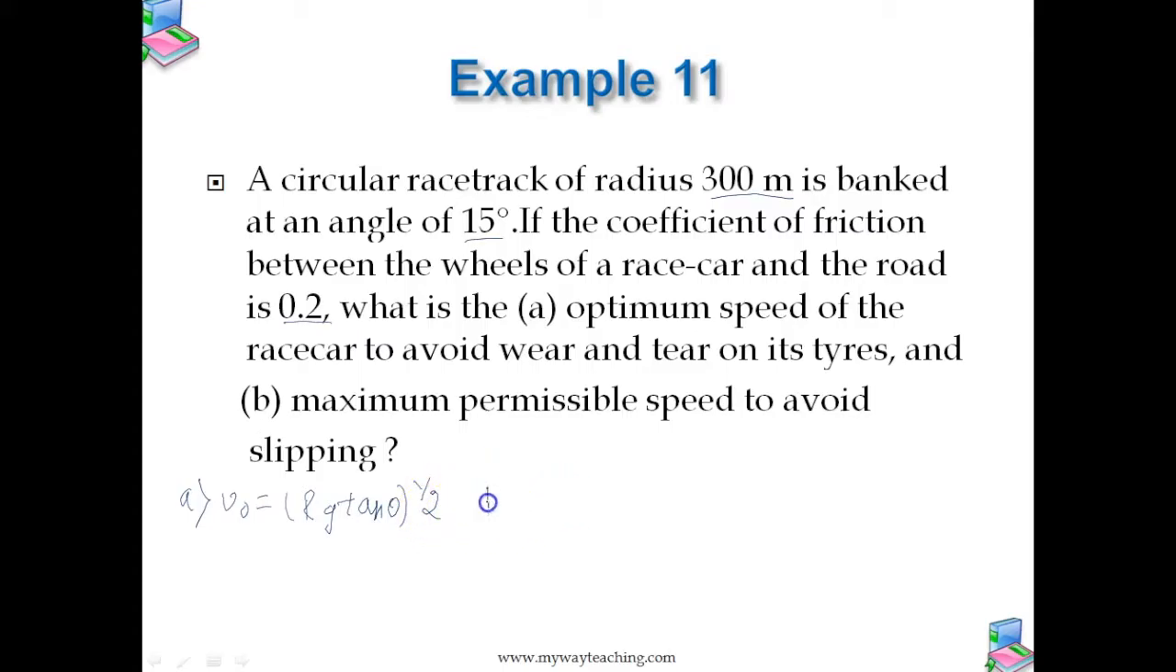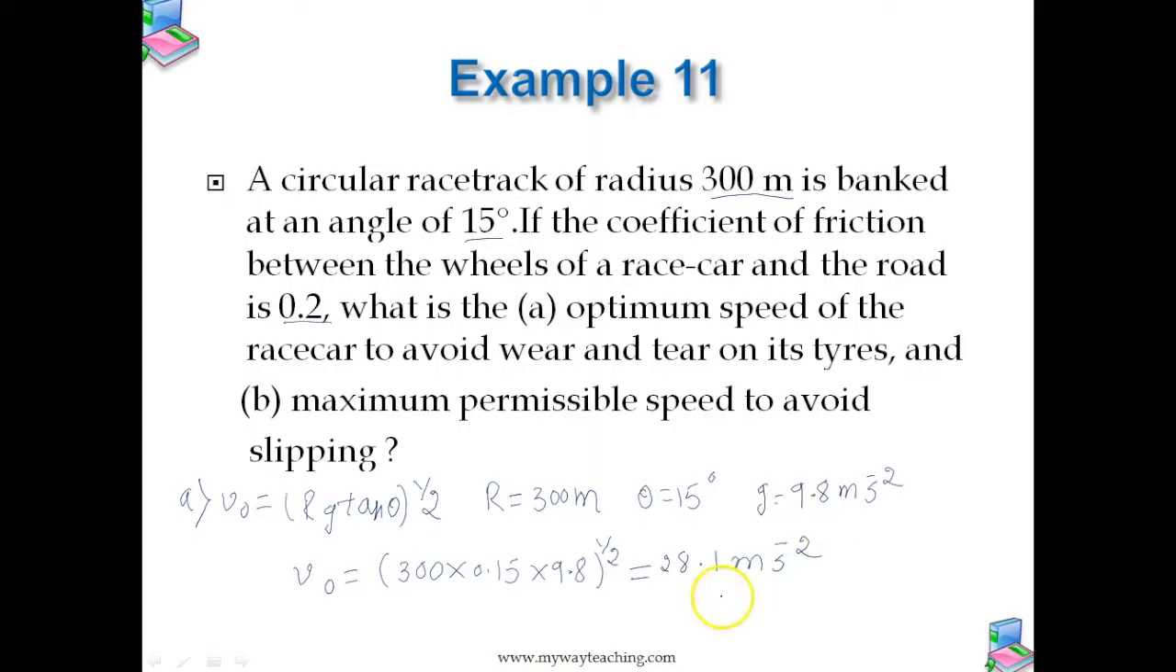So here we know the value of R. It is 300 meter, isn't it? And they have given the value of theta as 15 degrees. And we know g, that is 9.8 meter per second square. So by substituting all these values in this particular equation, we get v naught value, that is 28.1 meter per second.